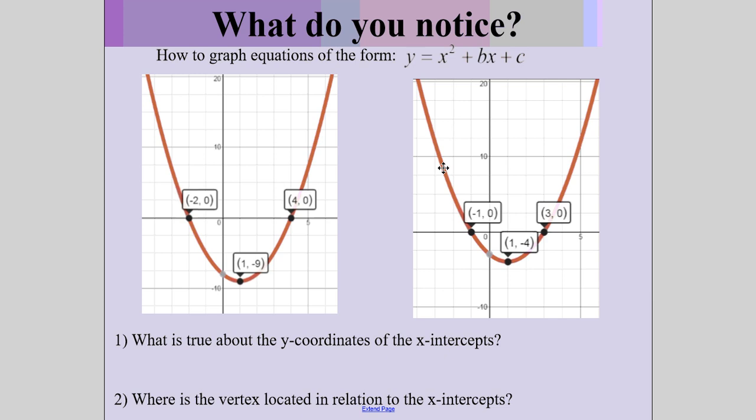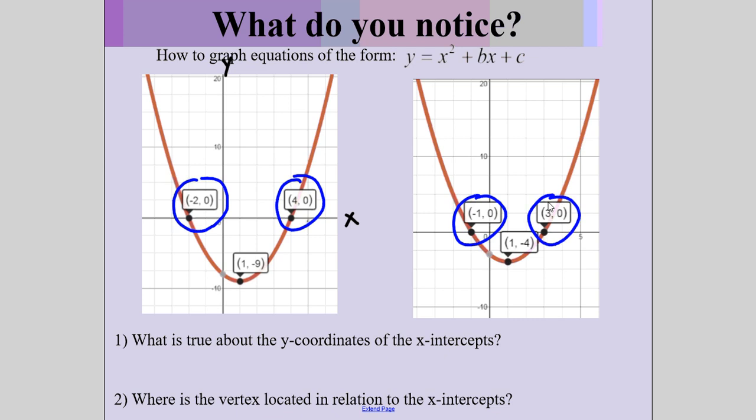So the first question I'm going to ask you is what's true about the y-coordinates of the x-intercepts? Well, let's just start by circling the x-intercepts. The x-intercepts are where these graphs cross the x-axis. Recall the x-axis is the one that runs left and right because your x is your left and right coordinate. The up and down is your y-axis. I'm circling where these graphs cross the x-axis. We call those the x-intercepts of the graph.